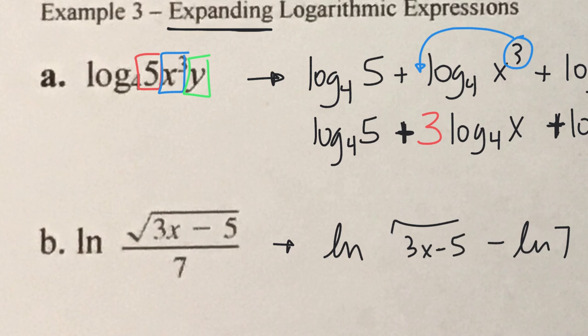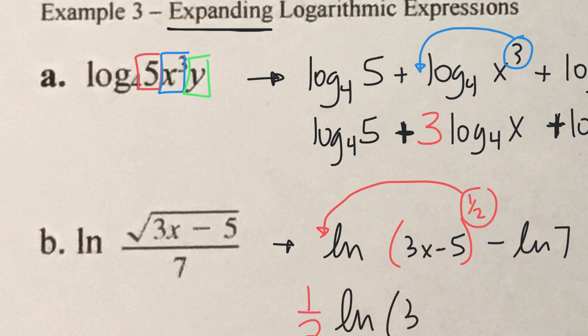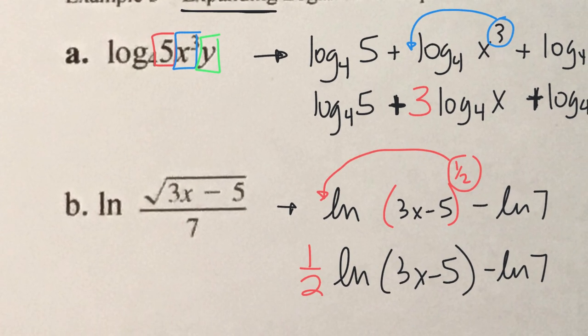We're going to rewrite the radical as a power. The square root is the 1/2 power. We don't want to leave any radicals in your natural log stuff, so we change them all to powers, which allows us to use the power property that says the power comes to the front. So this is 1/2 of the natural log of 3x minus 5 in parentheses, minus the natural log of 7.